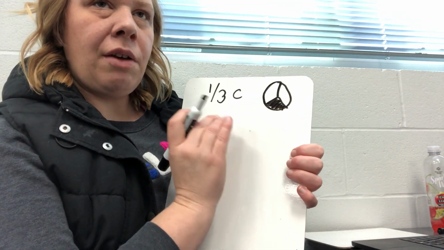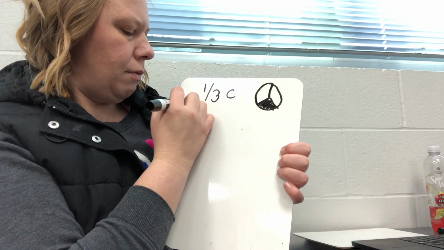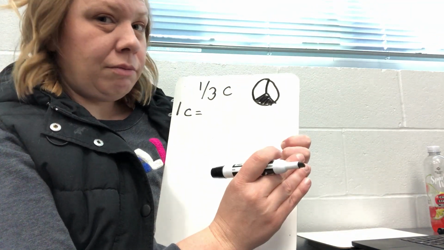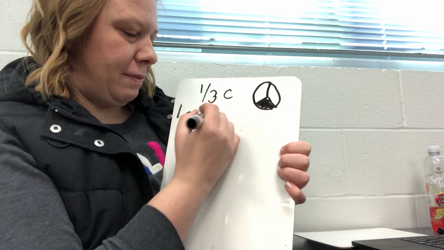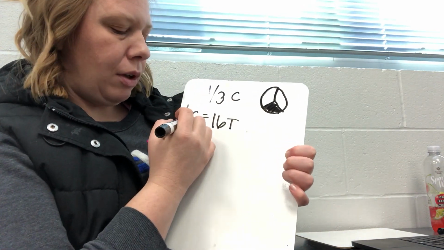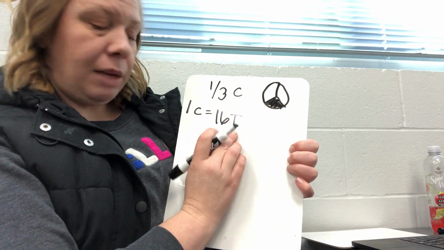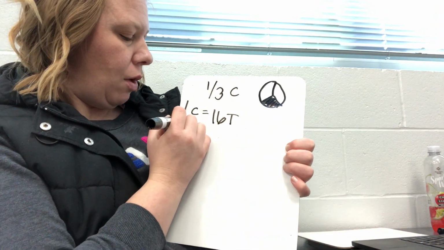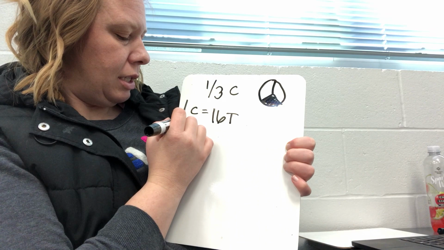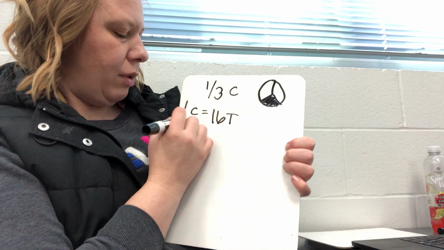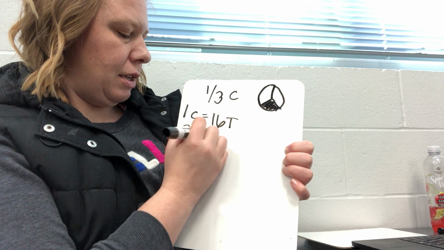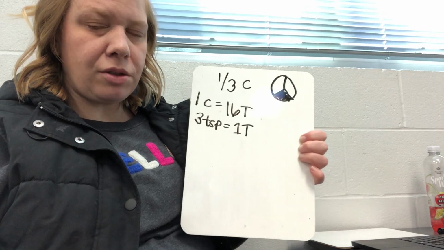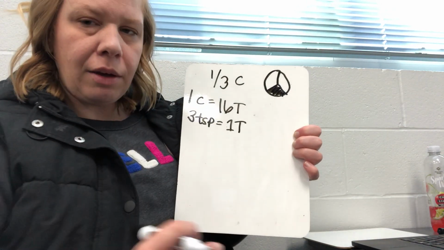Now let's break some things down that we already know. We know that 1 cup equals how many tablespoons? Do you remember? I'm waiting. 16 tablespoons. Let's break down our tablespoons again. How do we get tablespoons? From teaspoons. So 3 teaspoons equals 1 tablespoon. Those are going to help us through this whole idea that we have going on with a third.